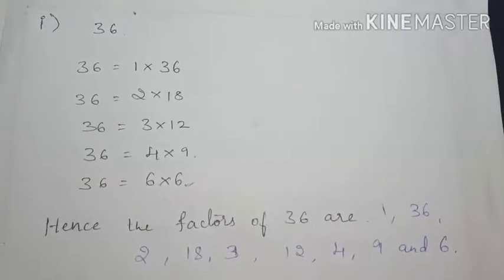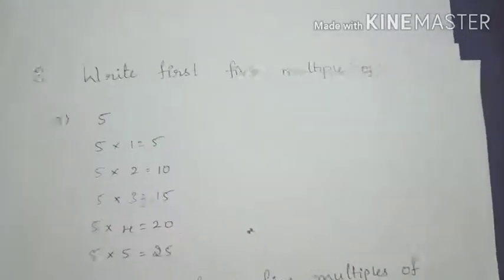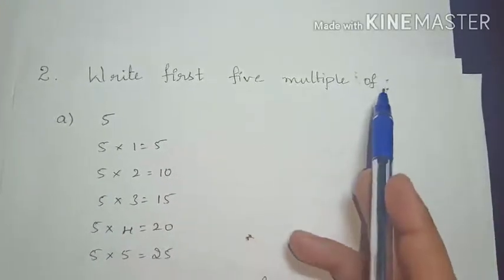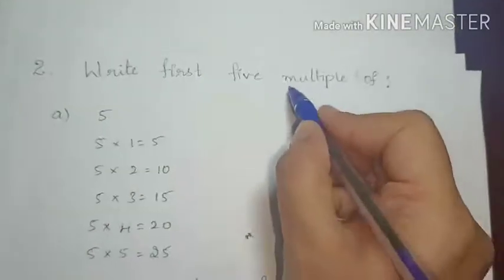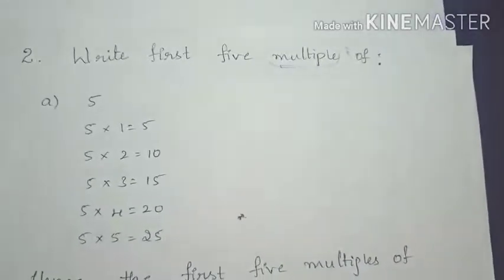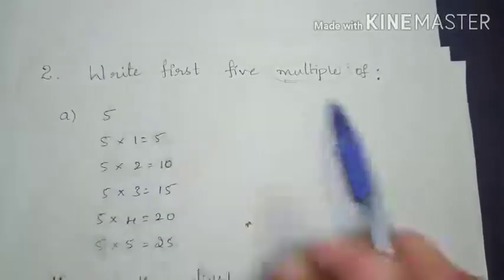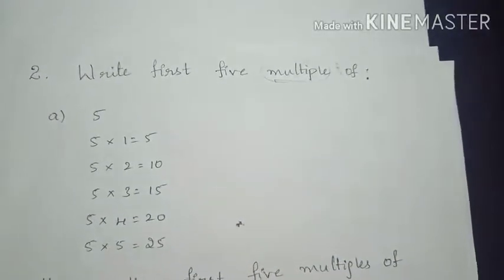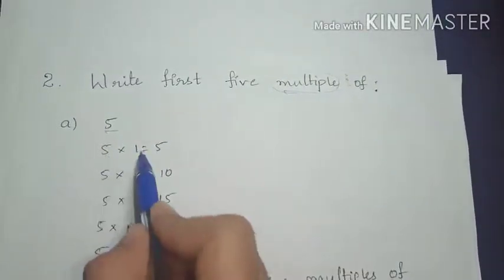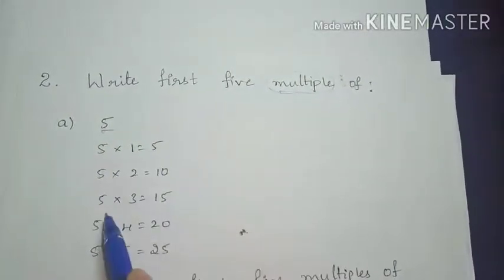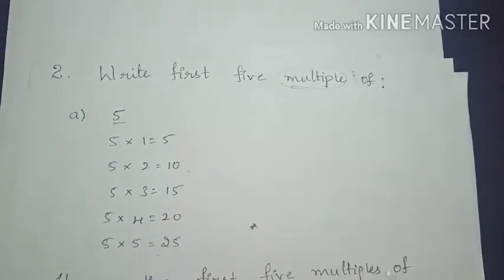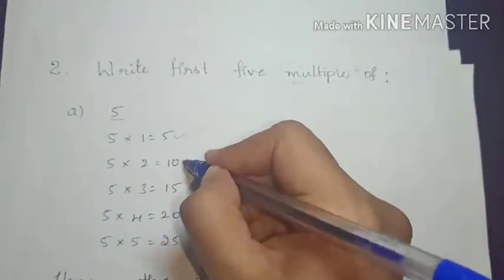Fine. Let us move to the second one. The second one is very easy. Write the first 5 multiples of. When they ask you to write the multiples, you just have to write the multiplication table of that number. Question A is 5. Write the first 5 multiples. 5 ones are 5, 5 twos are 10, 5 threes are 15, 5 fours are 20, 5 fives are 25. So the first 5 multiples are 5, 10.